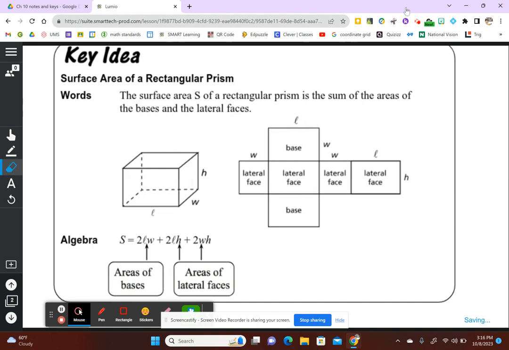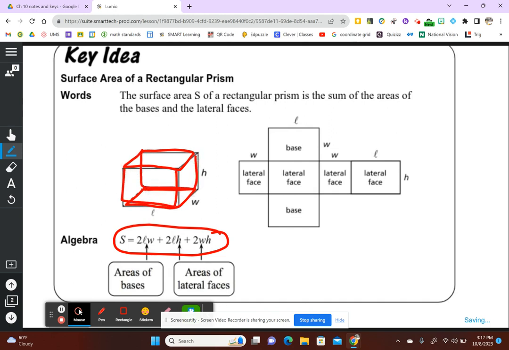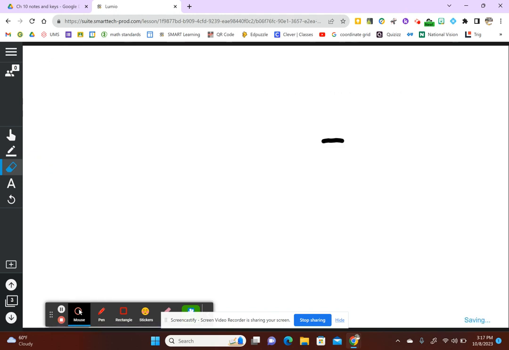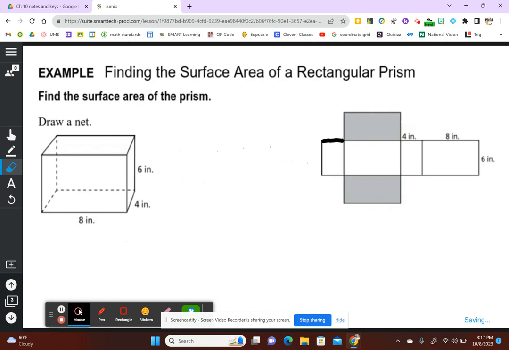Or you can use this formula, which basically says you find the area of the bottom, you multiply it times 2 because it's the same as the area of the top. You then find the area of the front, you multiply it by 2 because it's the same area as the back. And you find the area of the side, you multiply it by 2 because it's the same area on both sides.